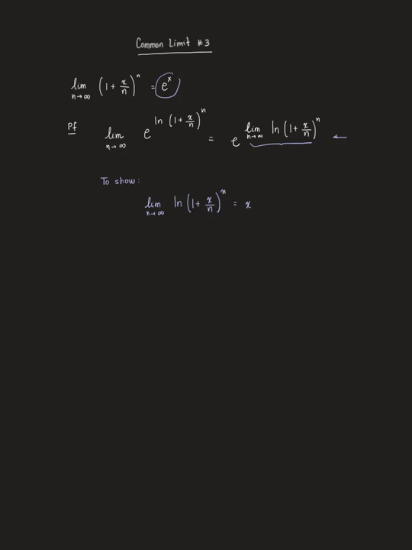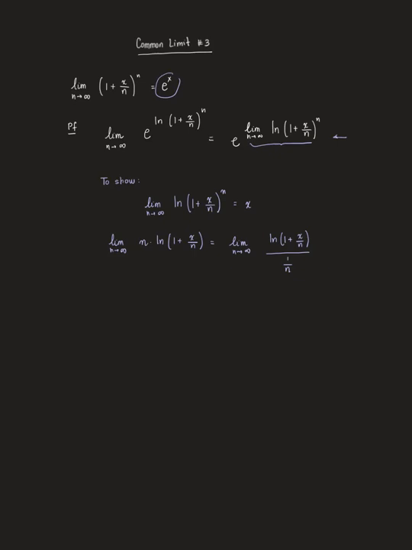Okay, so to do this, since this is the natural log of something to an exponent, I can rewrite it. Let's start on the left side. We don't know this equals x, that's what we want to show. So I'm going to rewrite this as n times the natural log of 1 plus x over n. I want to prepare this for L'Hopital's rule. Multiplying by n is the same as dividing by 1 over n. So I'm going to rewrite this as the natural log of 1 plus x over n in the numerator over 1 over n in the denominator.